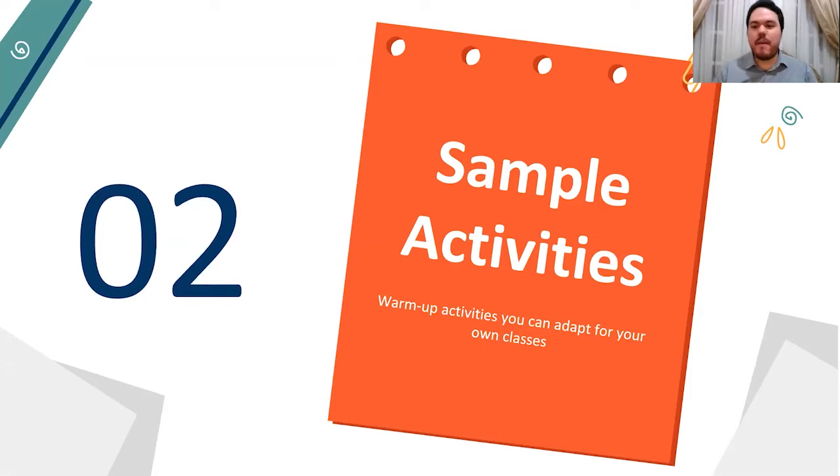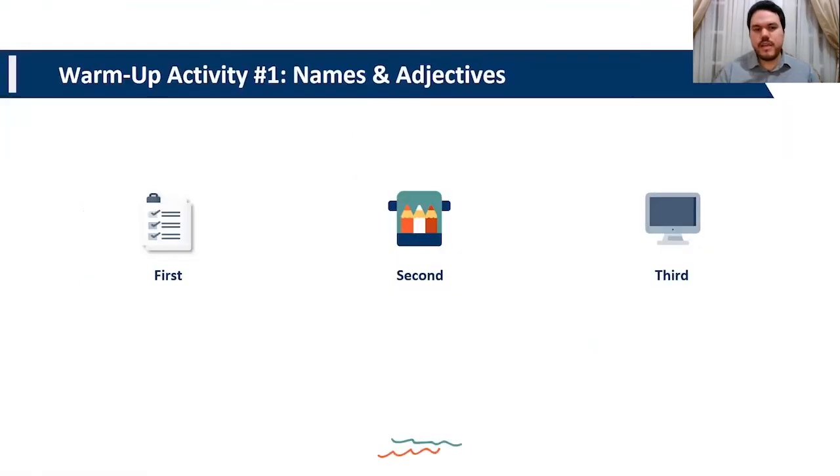Now, let's look at some sample activities. These are warm-up activities that you can adapt for your own classes. And as I mentioned before, some of them require little to no preparation, and some others require a little bit more preparation in terms of the time you will spend preparing them before your class. All right, so the first warm-up activity, the first sample activity is called names and adjectives. This is extremely easy. It requires little to no preparation, depends on how you want to present it.